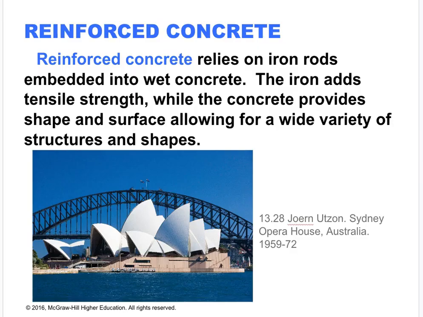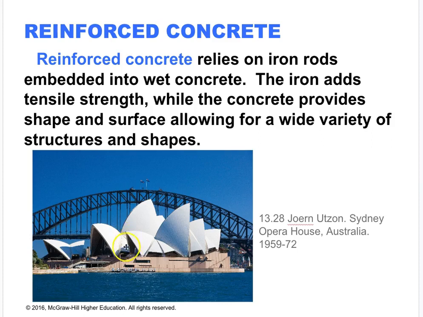Okay, one more type of architecture, or several more actually, but another one. Reinforced concrete. So reinforced concrete relies on iron rods embedded into wet concrete. The iron adds tensile strength, while the concrete provides shape and surface, allowing for a wide variety of structures and shapes. And one of the best well-known of these reinforced concrete architecture types is the Sydney Opera House in Australia, built in 1959 to 72.